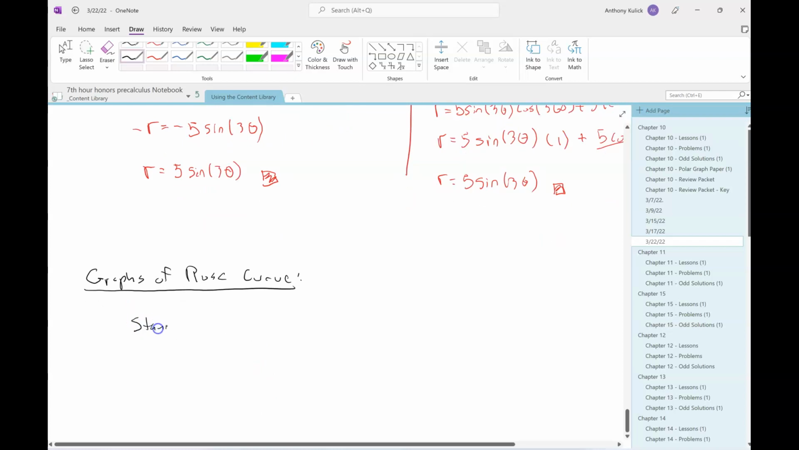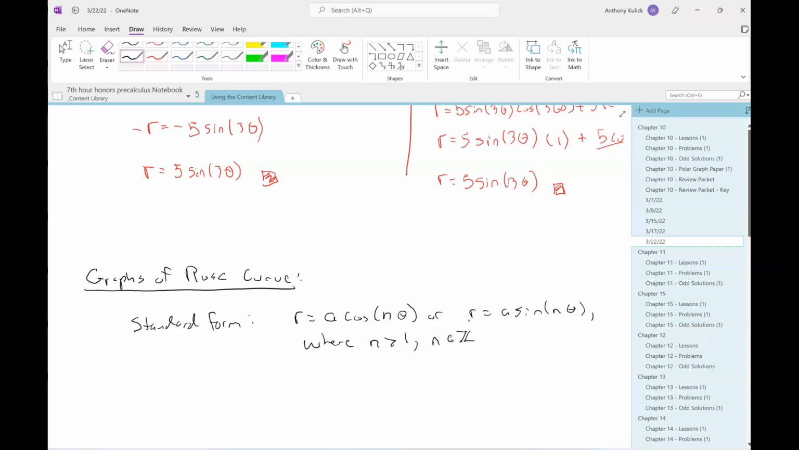So the standard form for a rose curve is going to be r equals a cosine n theta, or r is equal to a sine n theta, where n has to be bigger than 1 and an integer. So like n could be 2, 3, 4, 5, 6, 7, 8, 9, 10, etc.